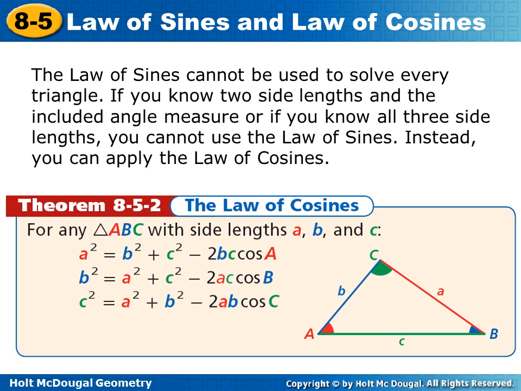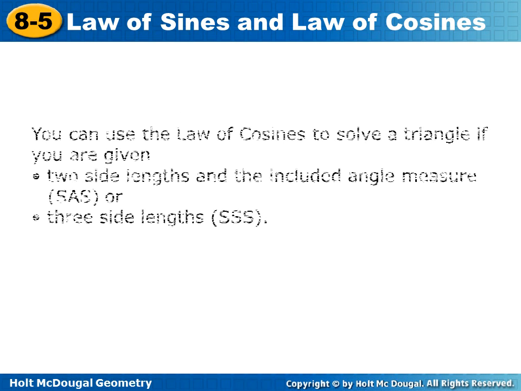So if you have a squared by itself, the cosine is of A. If you have b squared by itself, it's the cosine of B. If you have c squared by itself, it's the cosine of C. Other than that, you use the two sides that are not included for the rest of the equation.